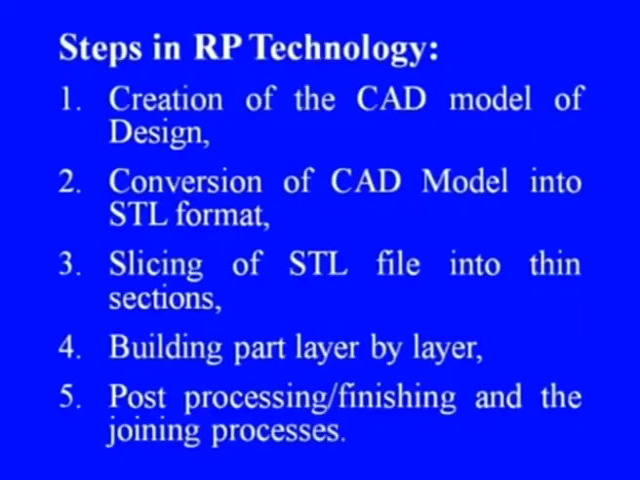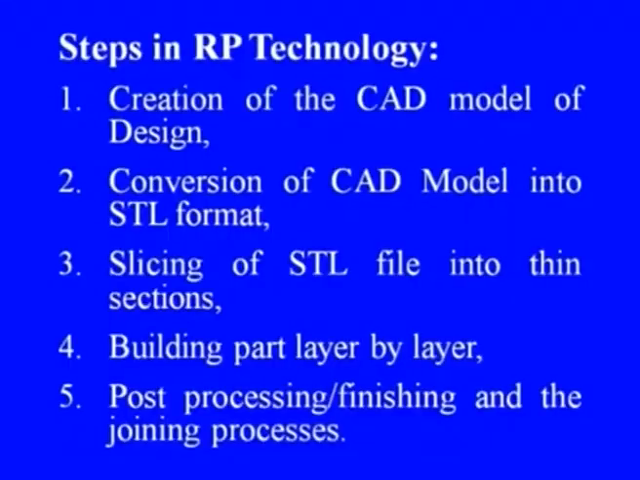This will be depending on the capability of the machine, or it may also depend on the accuracy required for the product. Of course, the time and economics is also involved. More number of slices means there will be higher time for production. Then followed by this, next step is building the part layer by layer. These number of slices will have to be built one layer upon another like this.